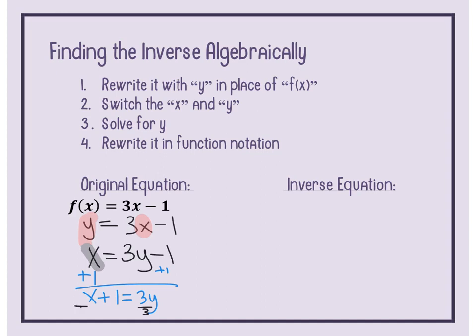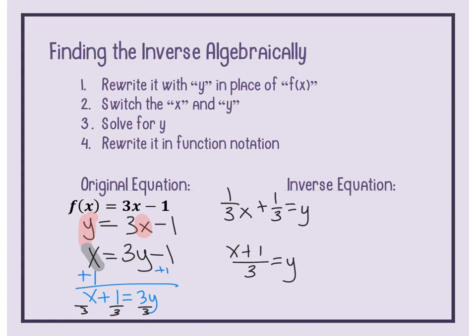Now, there's 2 ways to do this. I could just do one big 3 there, but I like doing it separately. So my equation is 1/3 x plus 1/3 equals y. Okay. So that is my answer. If you wrote x plus 1 over 3 equals y, guys, that is still actually correct, okay? I prefer the first one.